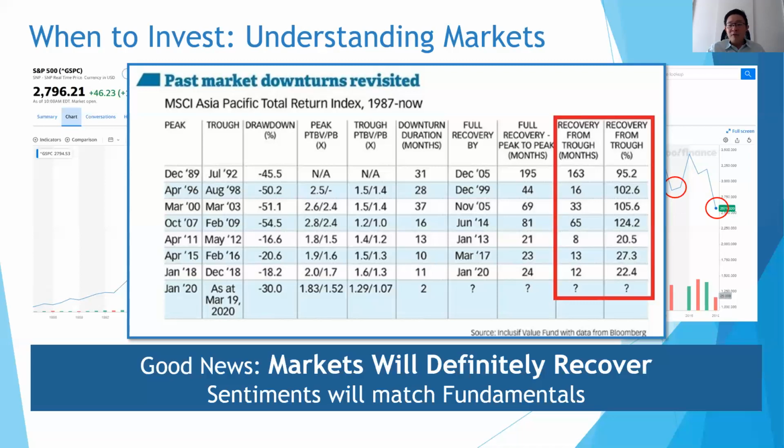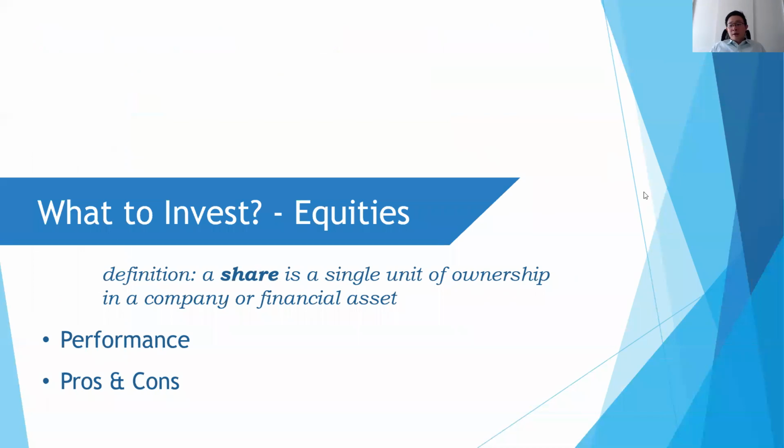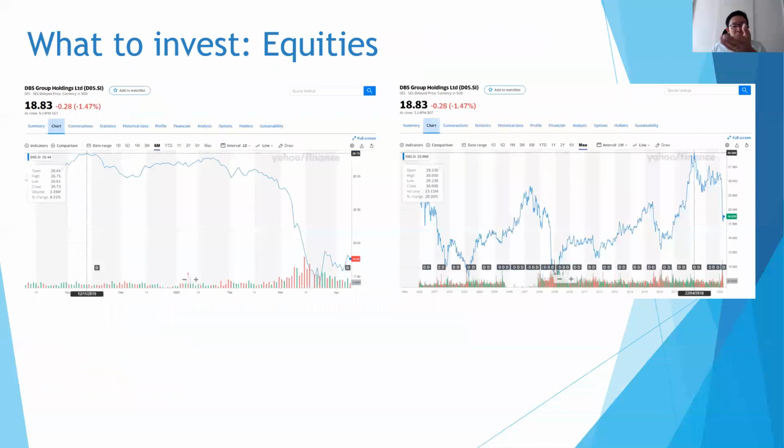let us understand a bit more about what we can invest in, which brings me to my first topic, which is equities. As mentioned earlier, equity is a share, a single unit of ownership in a company or financial asset. As mentioned earlier, this is DBS.